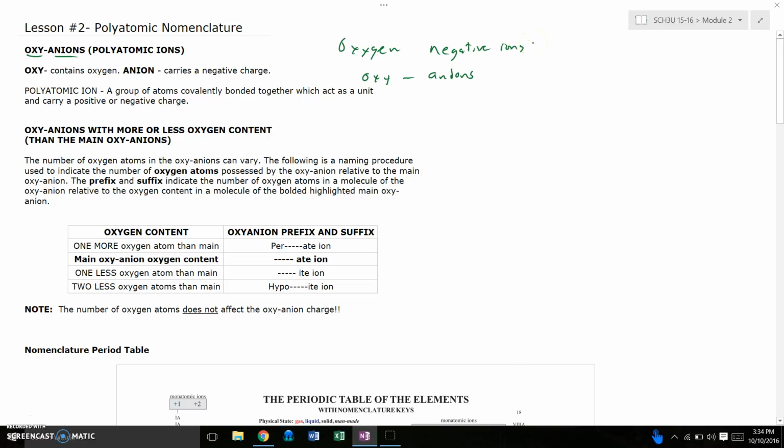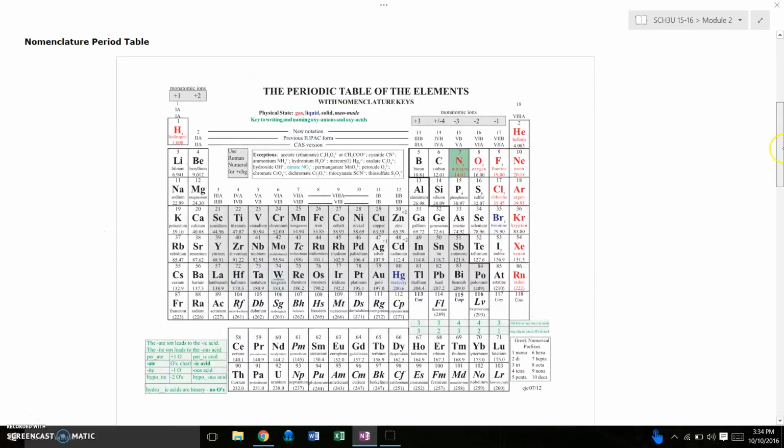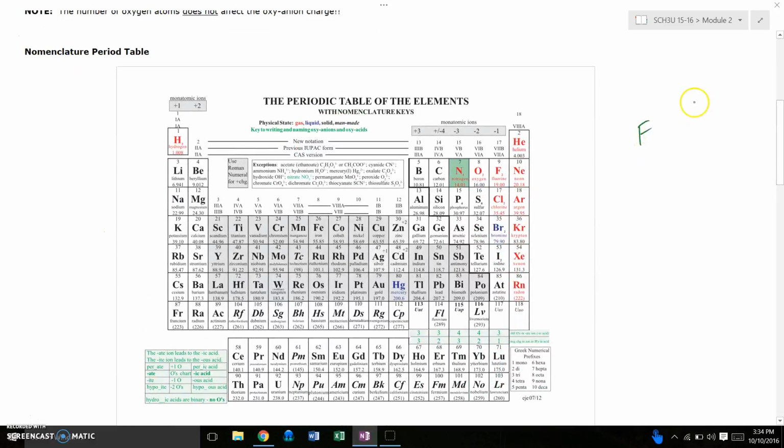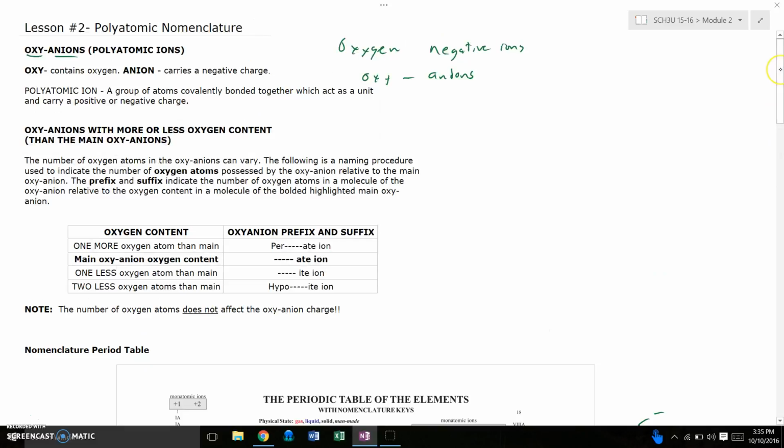And again, your normal ion is from an element on the periodic table, right? So for example, fluorine ionizes, gains an electron, becomes fluorine 1 minus when it ionizes. These polyatomic ions are similar to compounds in the sense that there are multiple atoms bonded together. So these are a group of atoms covalently bonded together that act as a unit and carry a positive or negative charge. And the ones we're going to talk about today specifically have a negative charge and contain oxygen atoms.